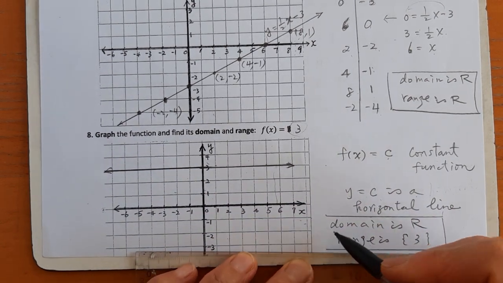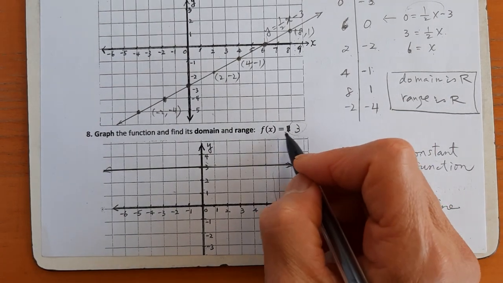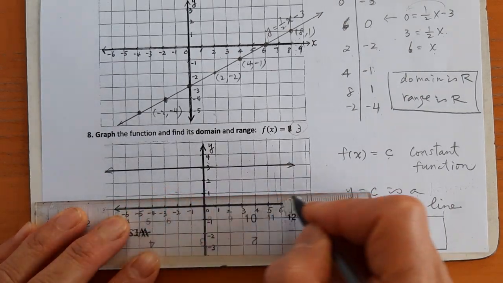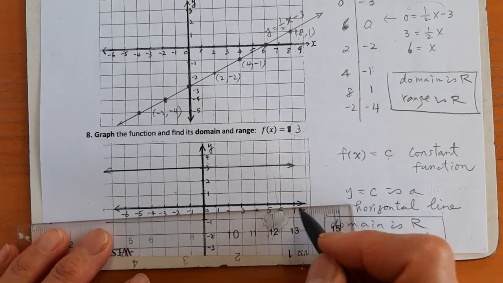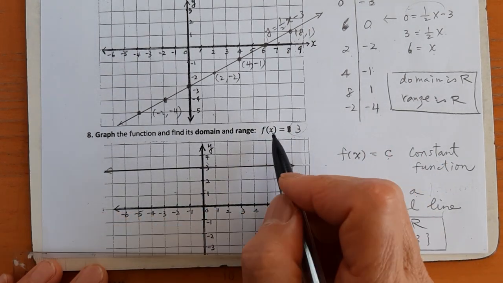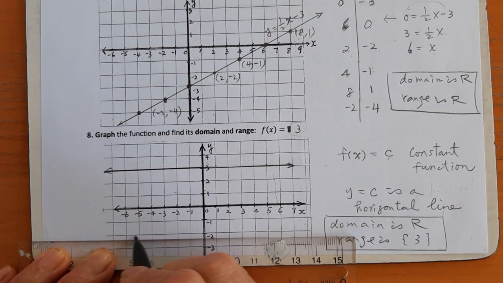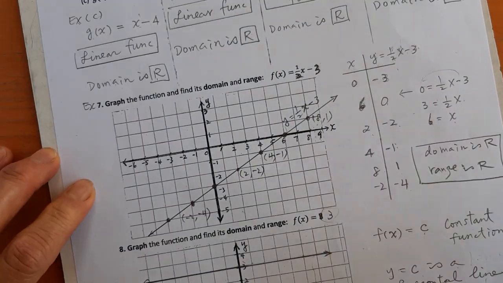For a constant function, like if I say f of x equals 1, the graph is a horizontal line that goes through 1. If I say f of x equals 0, then the graph goes through 0, which is the x-axis. If I say f of x equals -2, then the graph is a horizontal line that goes through -2.